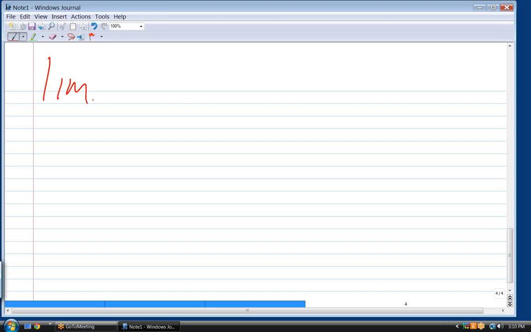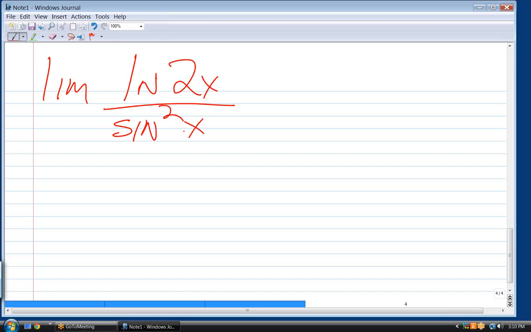Okay. The next one is natural log of x over sine squared x, as x goes to 0. Did I write it correctly?